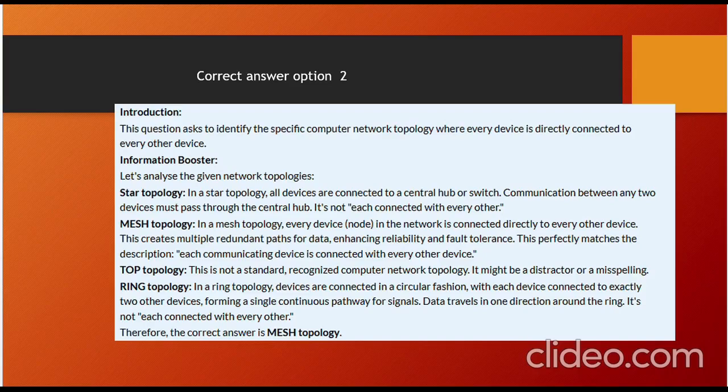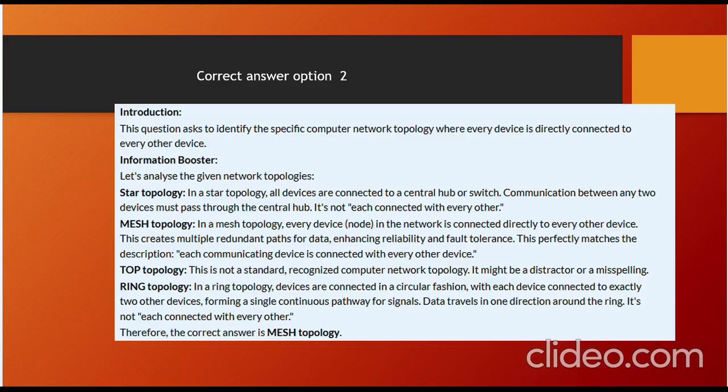This creates multiple redundant paths for data, enhancing reliability and fault tolerance. This perfectly matches the description. Each communicating device is connected with every other device. Next topology is top topology. It is not a standard recognized computer network topology. This must be a misspelling or a distractor.